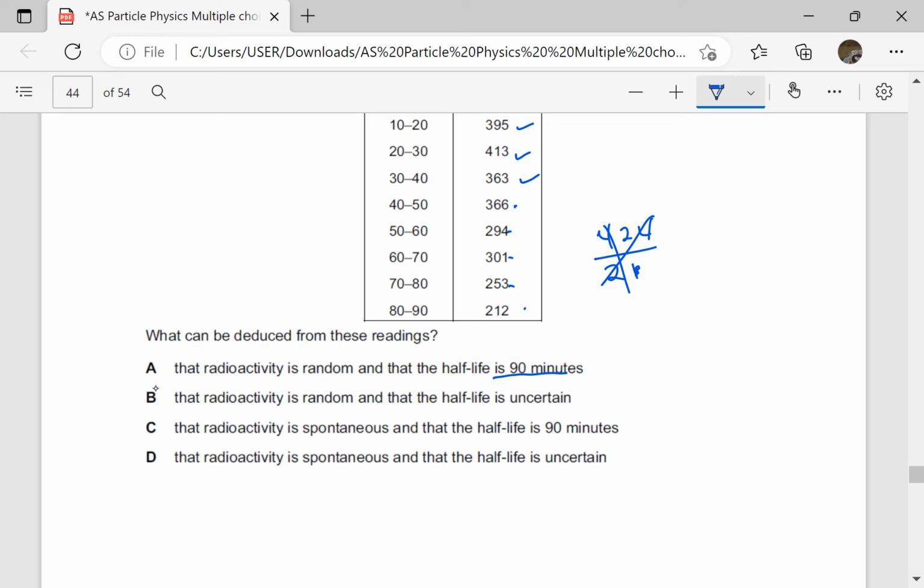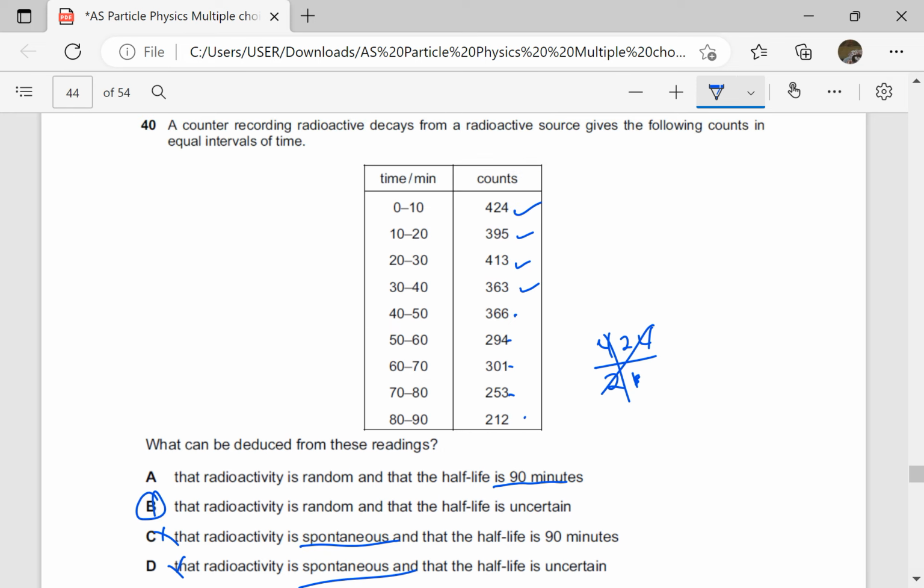But we know that the radioactivity is random. So first of all, eliminate C and D because they are talking about spontaneous, yet it's supposed to be random. The radioactivity is random and that the half-life is uncertain. This could be the most appropriate one. We cannot predict the half-life from these values. The half-life is uncertain.